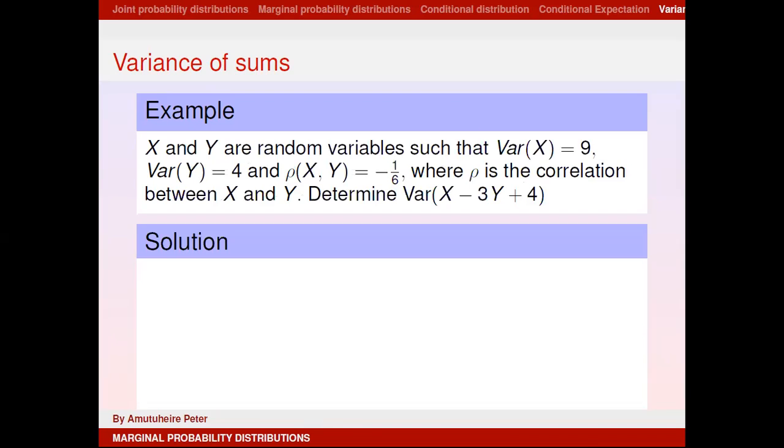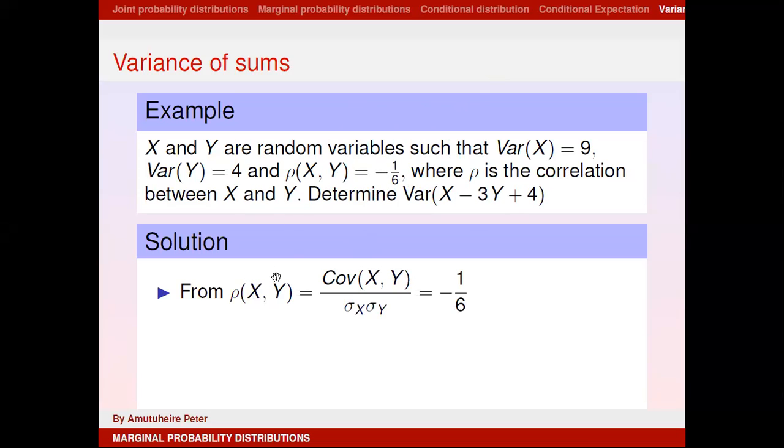Another example, we have x and y, they are random variables such that variance of x is equal to 9, variance of y is equal to 4, and the correlation, this rho, is the correlation between x and y, equal to -1/6. Determine the variance of this sum. Since we are not told about the independence of these, we assume they are general. So we need to use the covariance.